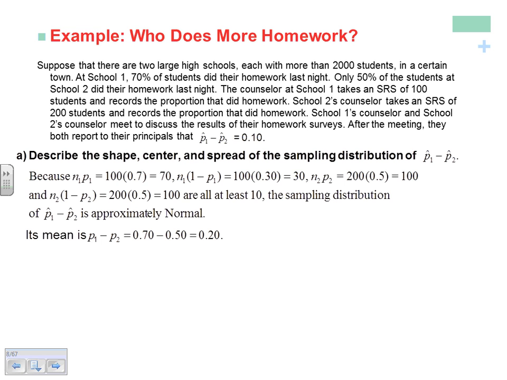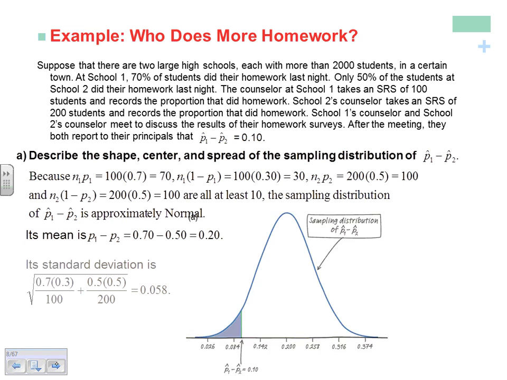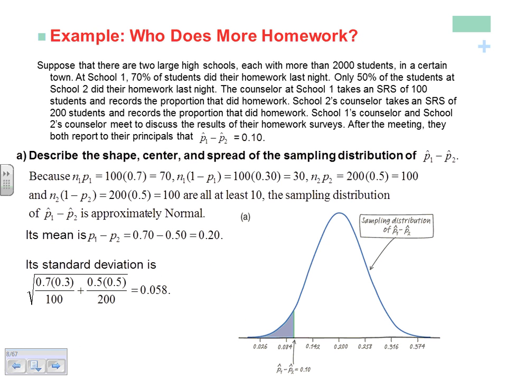We know the mean difference is 0.70 minus 0.50, which is 0.2. And we can find the standard deviation by taking the square root of p times 1 minus p over 100 in the first case, and p times 1 minus p over 200 for the second sample here. When you add those and take the square root, you get 0.058. Okay, so here's a nice density curve of what you're finding.